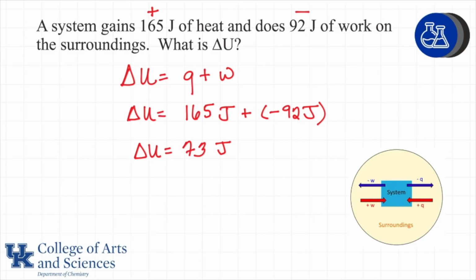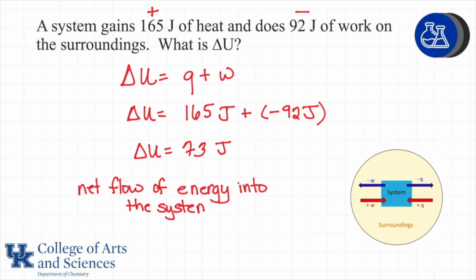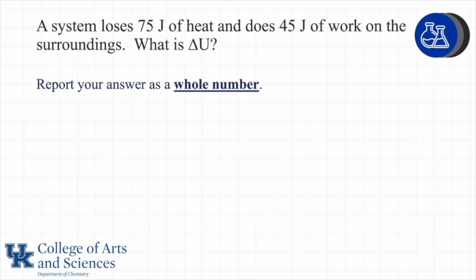Note in this case, both of the numbers have the same units of joules. You may see problems where they don't, and in that case, you need to convert them both to the same number. It won't matter if you convert to joules or to kilojoules, but the units must be the same for both heat and work before you combine them in this equation. Now, we see that there's a net flow of energy into the system because we have a positive value for our internal energy. Even though the work is negative because it's being done on the surroundings, we can still have a positive internal energy.